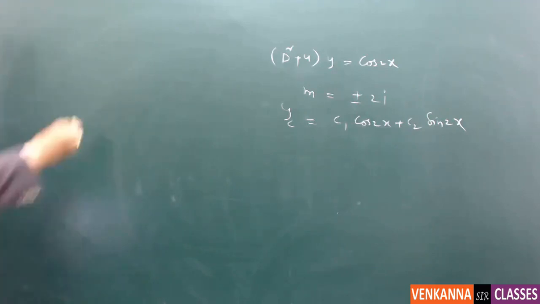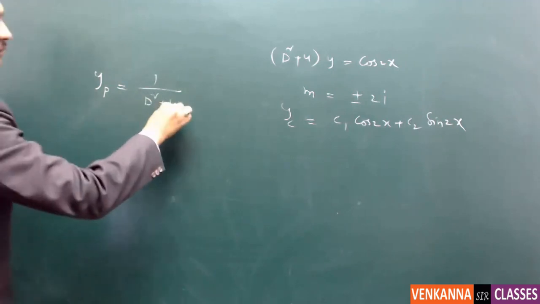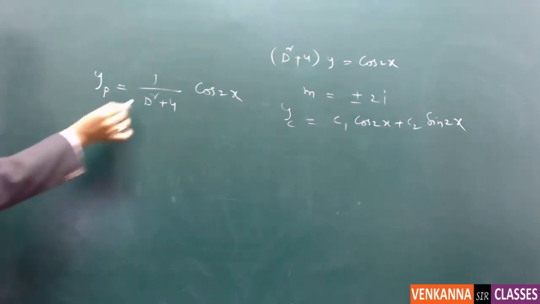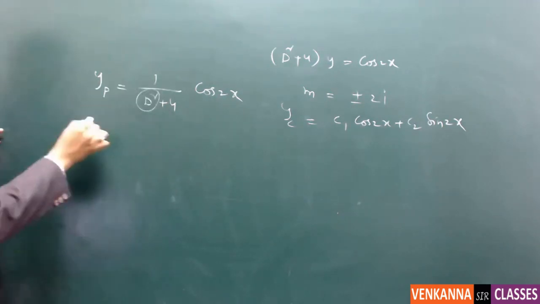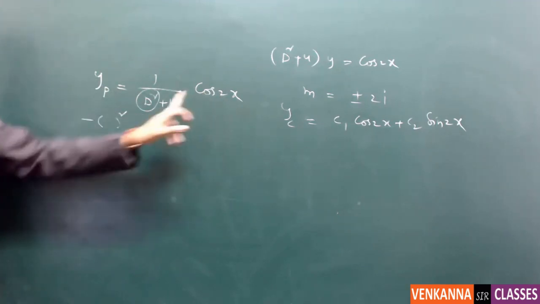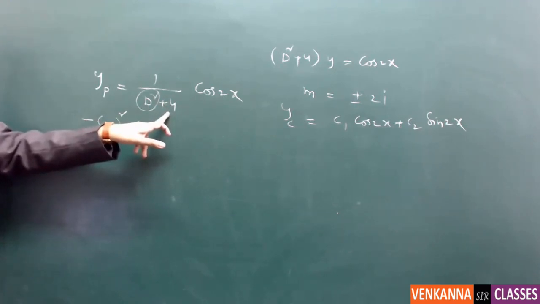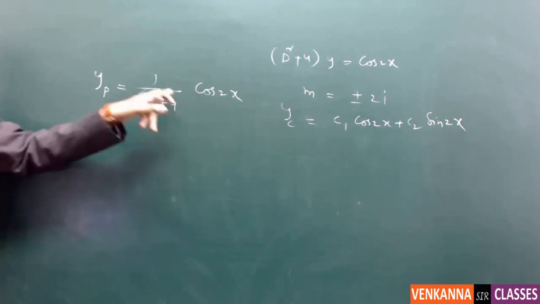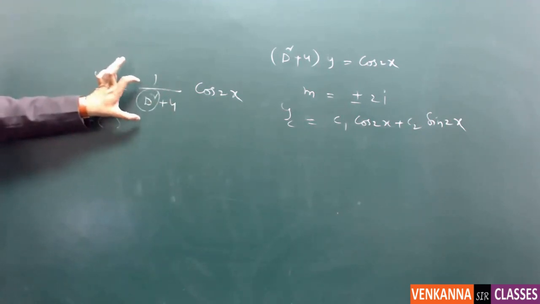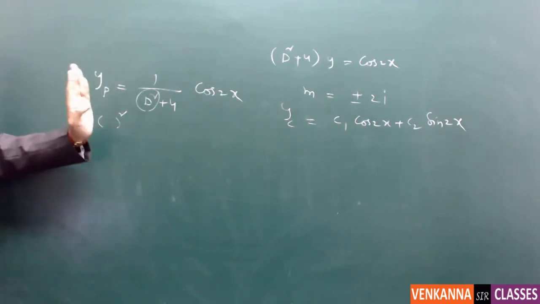Now, if you consider yp, now if you replace D square with minus the number whole square, here the number is 2. If you put the same thing here, it will become minus 4 plus 4. So the denominator gets undefined. So while doing problems, such situation will arise. For this, I am giving the formula directly. Please understand, I am not giving the theory.